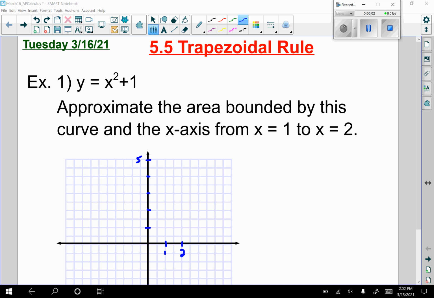Hello everyone, today we are getting into section 5.5, the trapezoidal rule. Again, this is taking us back to approximations. We want to approximate the area bounded by this curve and the x-axis from x equals 1 to x equals 2. So our curve is y equals x squared plus 1.